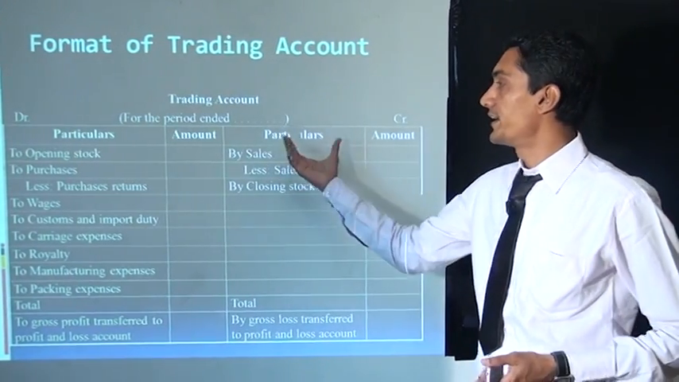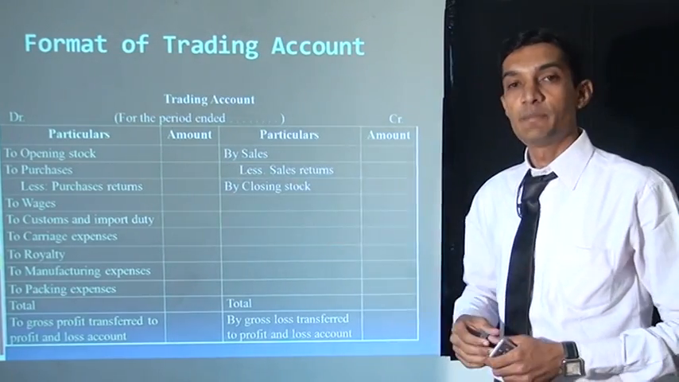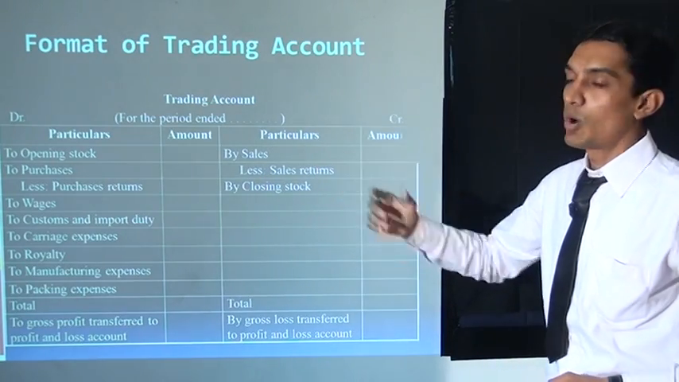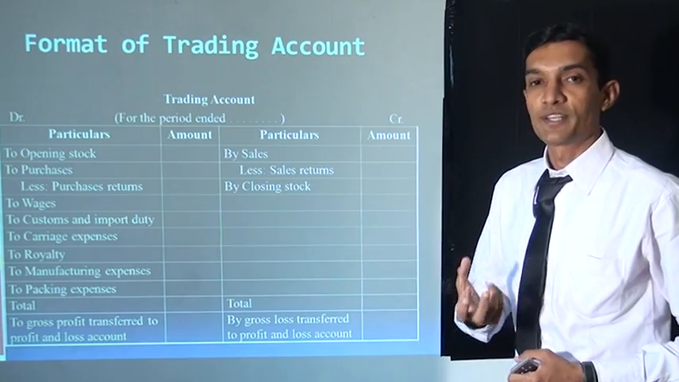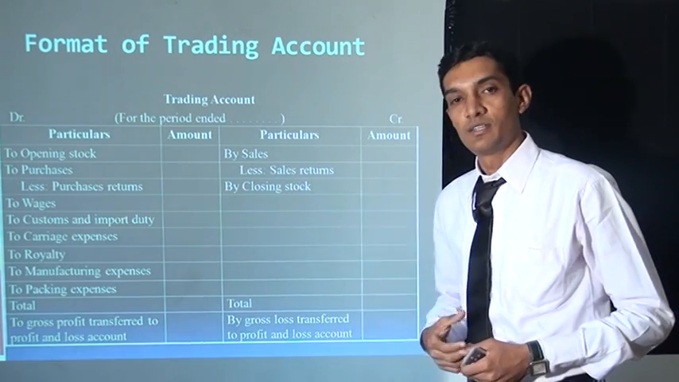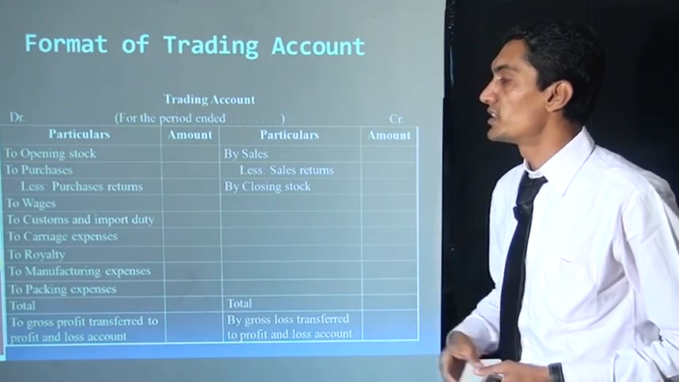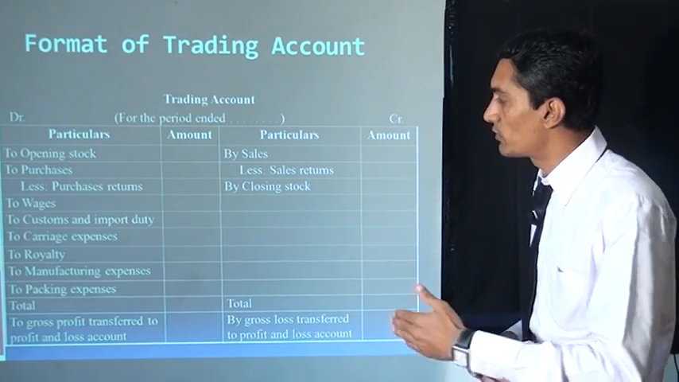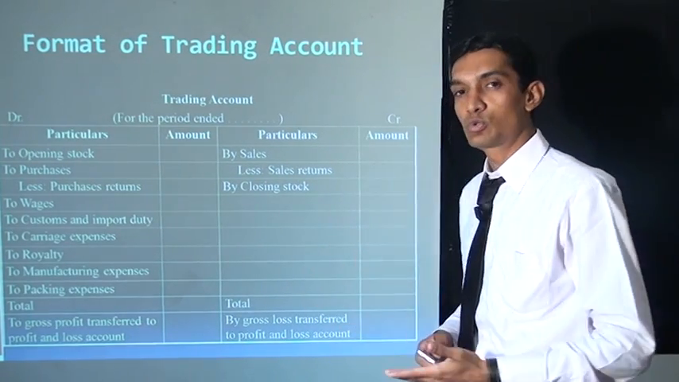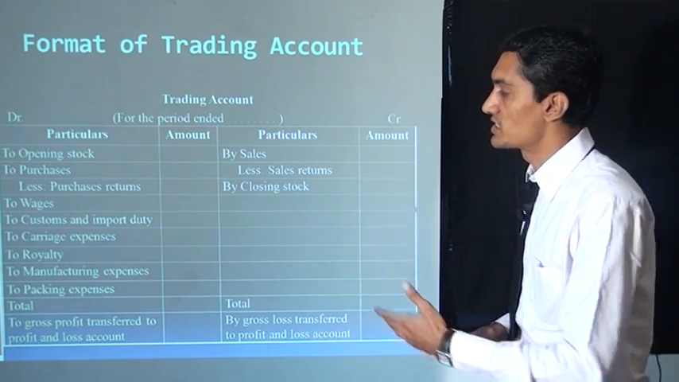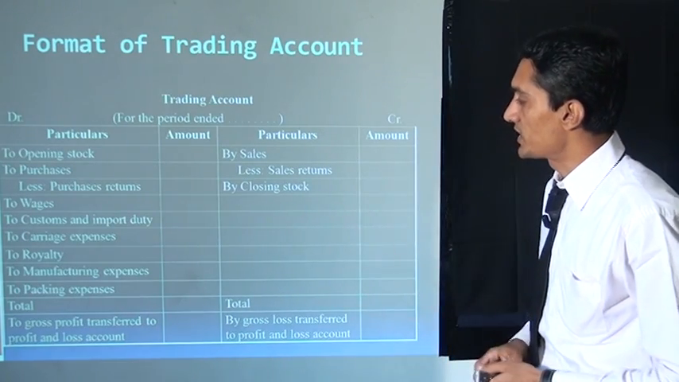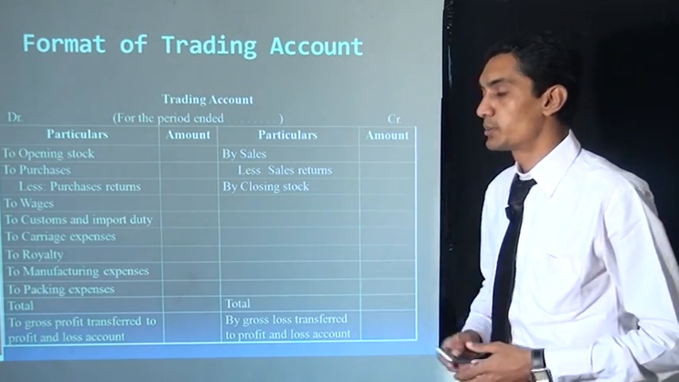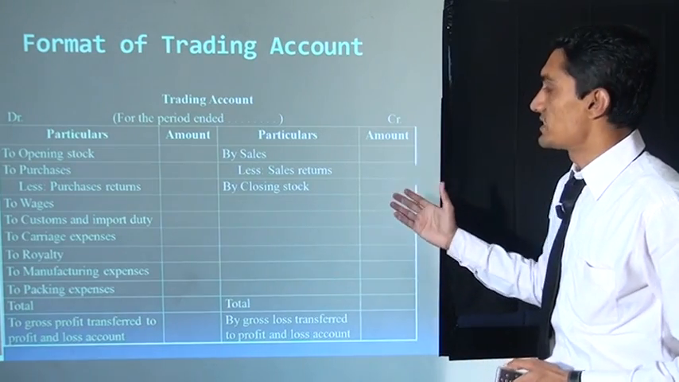Next, there is the format of the trading account, for the period ended. There is a debit side, Dr, and a credit side, with particulars and amounts. First is opening stock, whether the businessman has opening stock or not. Purchases, whether purchased from outside. Less purchase returns means goods returned. Suppose there is a defect in the goods, so they return the goods to creditors. So that is purchase returns. Then wages, customs and import duty, carriage expenses, royalty, manufacturing expenses, packing expenses.